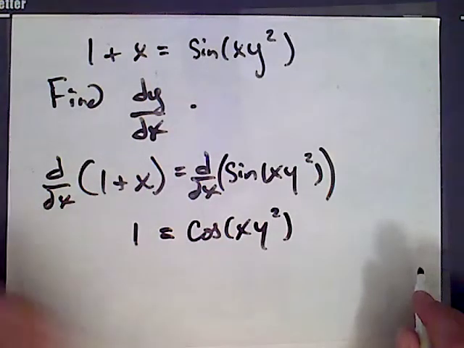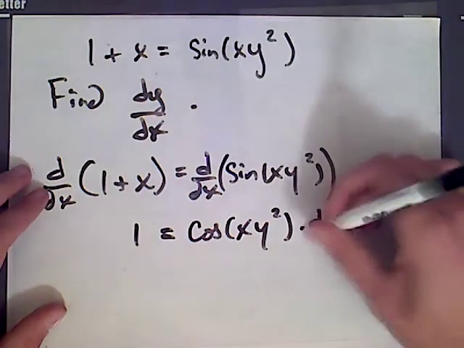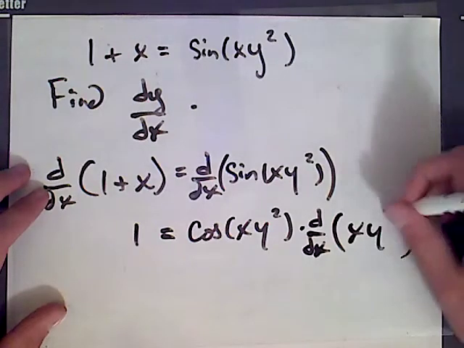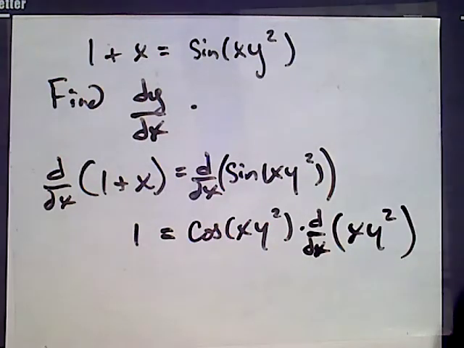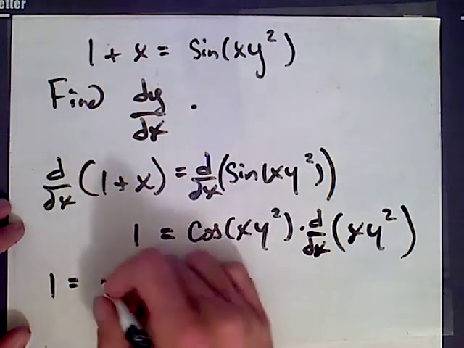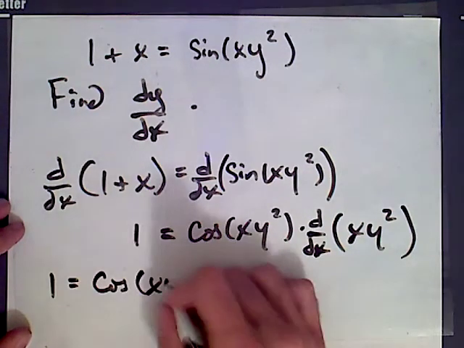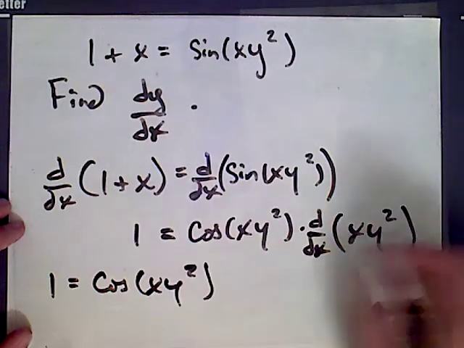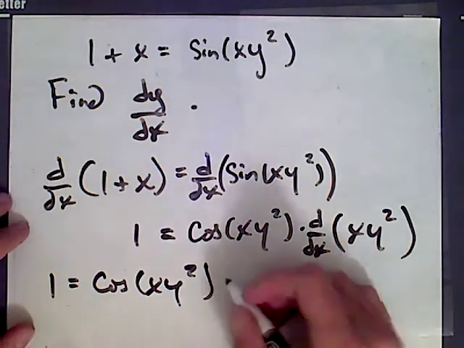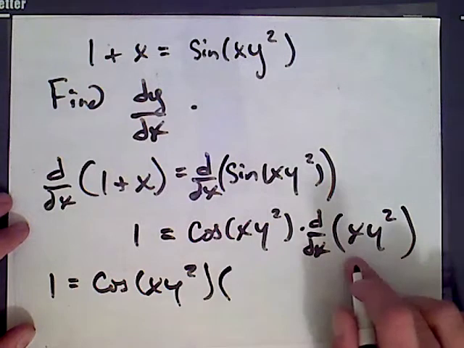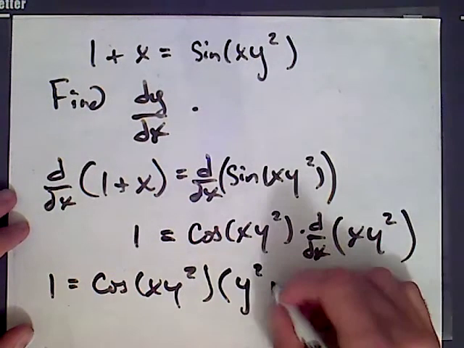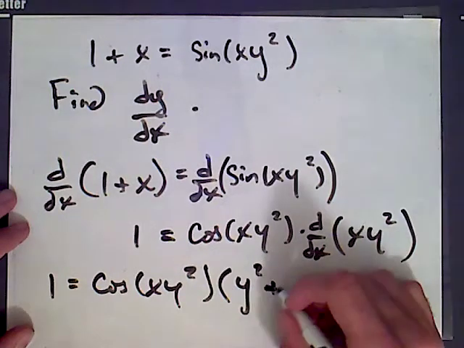And then we need to differentiate what's inside the brackets, which is x times y squared. Okay, so here we have 1 equals cos of x times y squared, times, okay, here we need to use the product rule. We have x times y squared. So the derivative of x is 1, and we multiply that by y squared, plus x times the derivative of y.